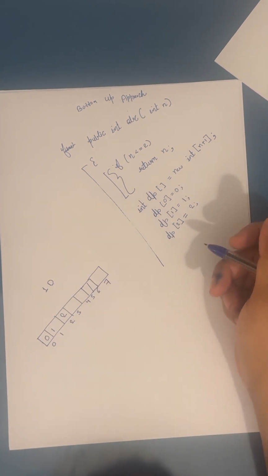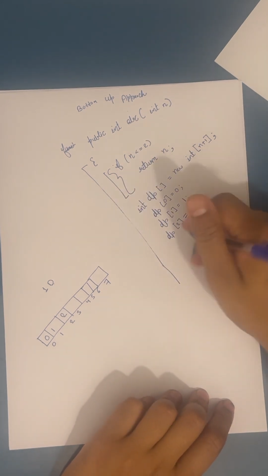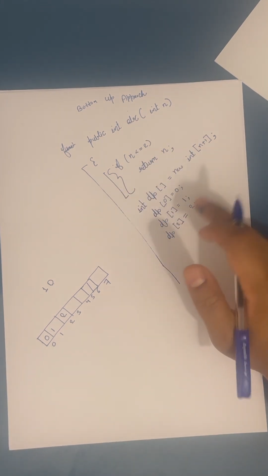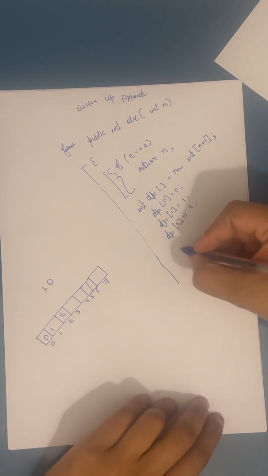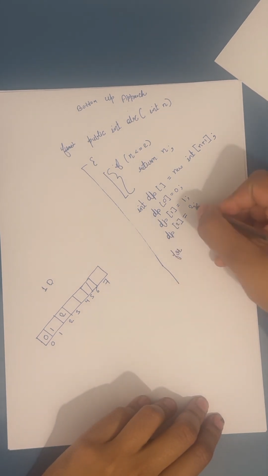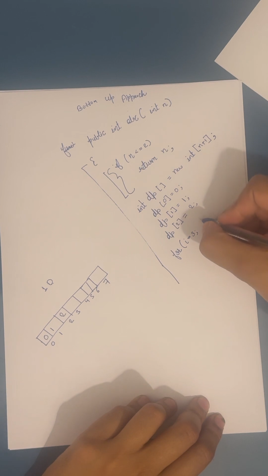Now we'll run a loop, like in the bottom-up approach. If you aren't aware of this approach, I have explained it in the Fibonacci series video, so you can visit that video. In that I have explained the bottom-up approach. Till 2 we are set, so we'll run a loop from 3: i equals 3, i is less than or equal to n, and then i plus plus.